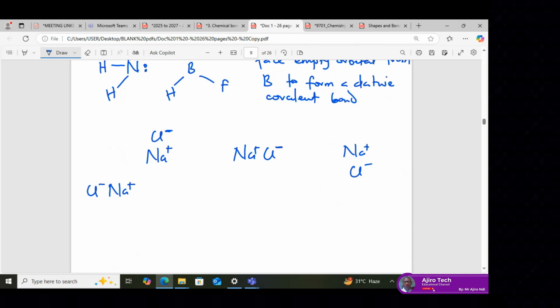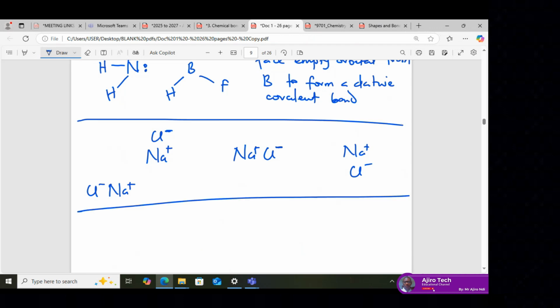Because they involve overlap of orbitals, the two orbitals that must overlap must come in the same direction, otherwise there won't be any covalent bond. But here it is just an attraction between positive and negative. Anywhere it comes from, they will attract themselves. Do you get the point now? The covalent bond is not so. Is that okay? Now, how do we do shapes of covalent molecules?